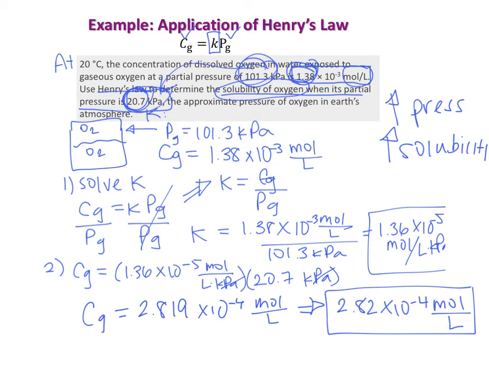So I want you to look at the magnitude of this. This is times 10 to the negative fourth, whereas the original one was times 10 to the negative third, which is bigger. So it makes sense that now it's smaller since we have a lower pressure.